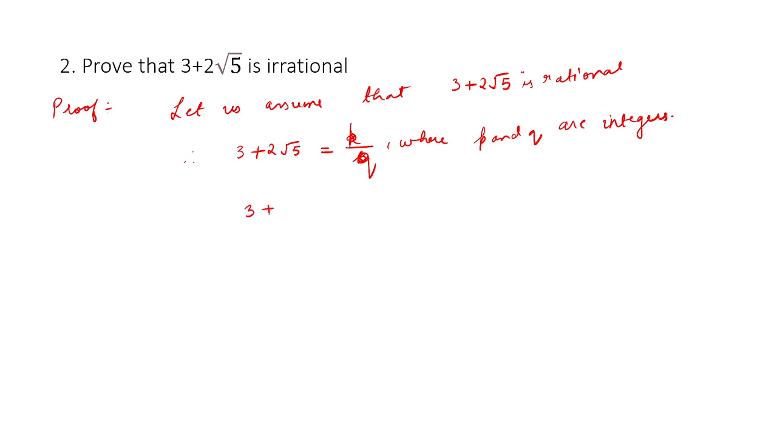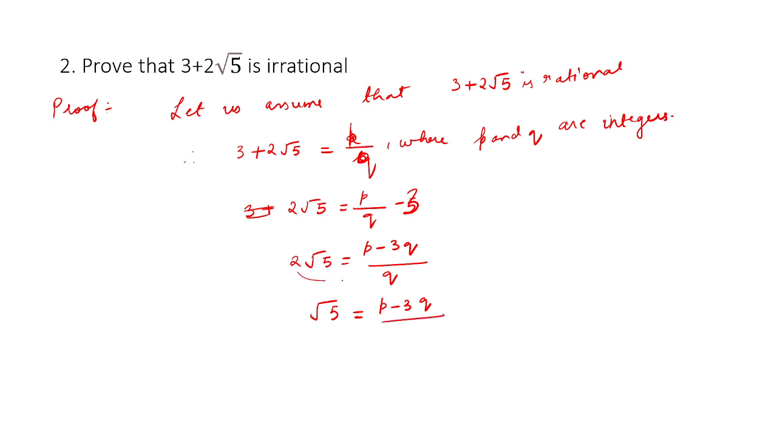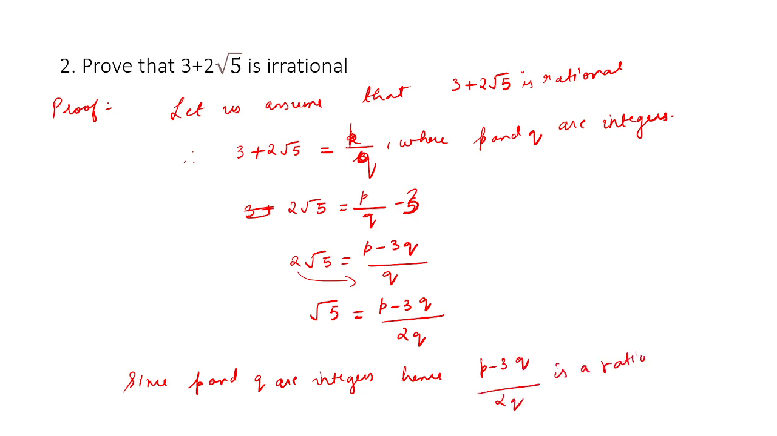So I'll take 3 to the other side: 2 root 5 equals p by q minus 3, which is p minus 3q by q. Then root 5 equals p minus 3q by 2q. Now since p and q are integers, p minus 3q by 2q is a rational number.